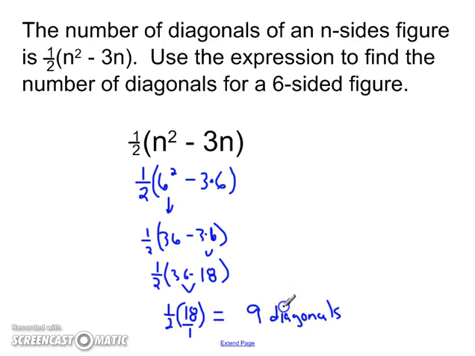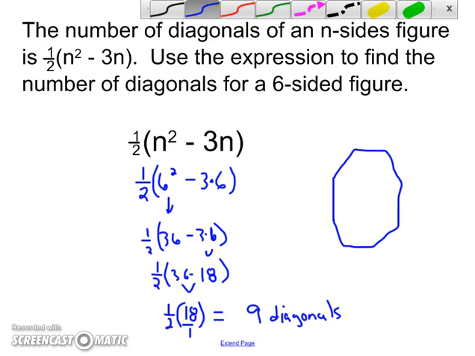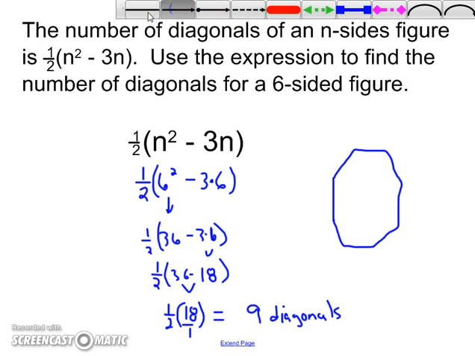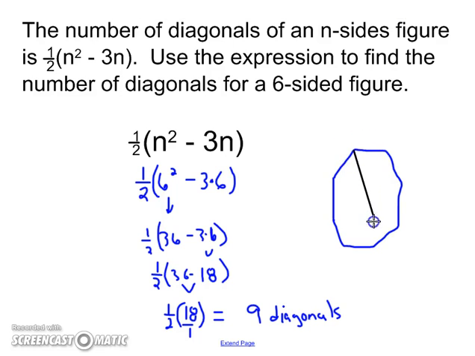D-I-A-G-O-N-A-L-S. Diagonals. And if you want to know what a diagonal is, let's see if I can do a 6-sided figure here. Okay, supposed to be a 6-sided figure. A diagonal is a line that cuts across a figure. So in this case, if I were to go from that corner to that corner, that would be a diagonal. Again, very poorly drawn picture.